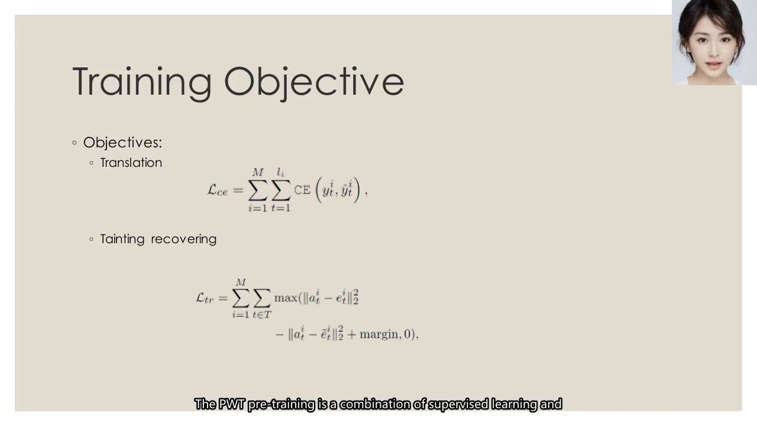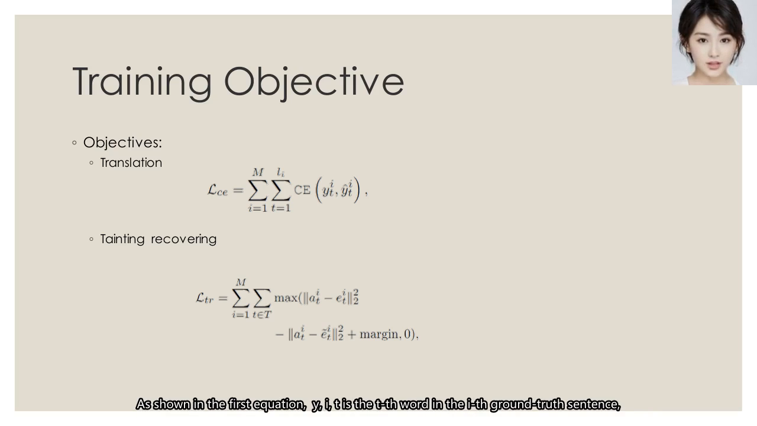The PWT pre-training is a combination of supervised learning and self-supervised learning with the unlabeled text accessible from everywhere. Given a plain text Chinese sentence, we first segment it into words and then convert them to their standard phone sequences according to a lexicon. There are 2 objectives for training the PWT: translation and tainting recovering. The first objective enforces PWT to learn translation from a phone sequence to a word sequence.